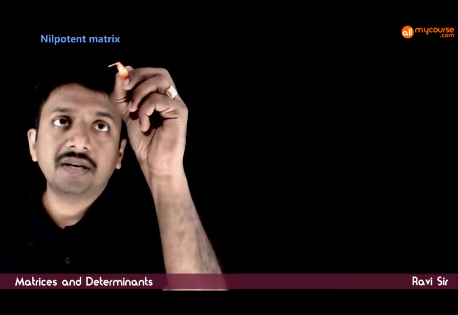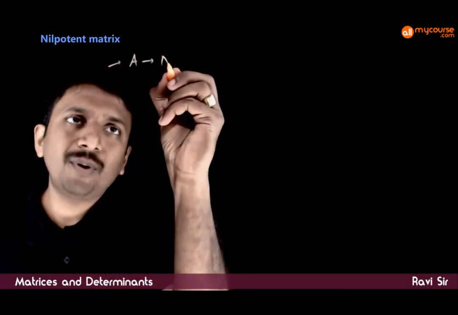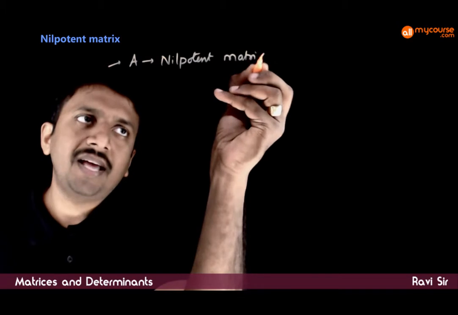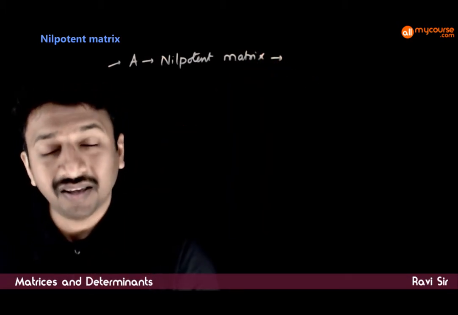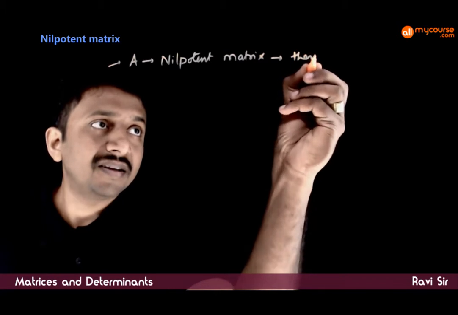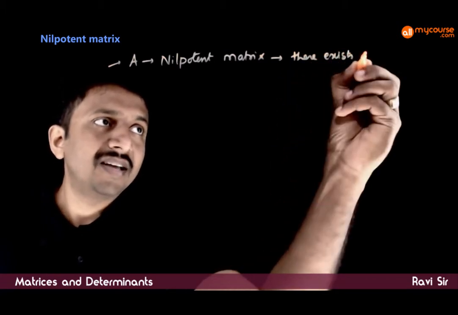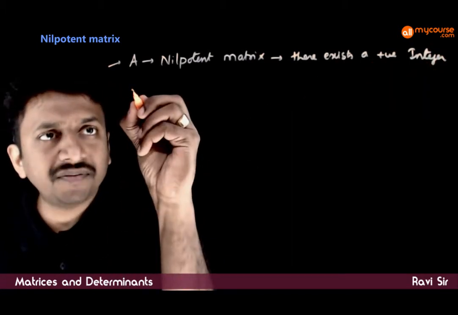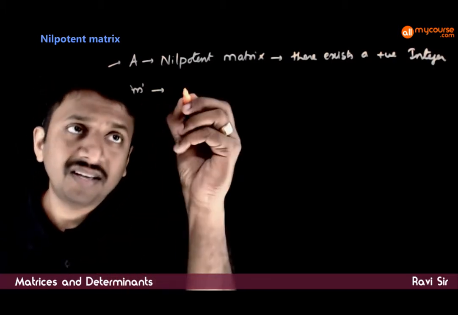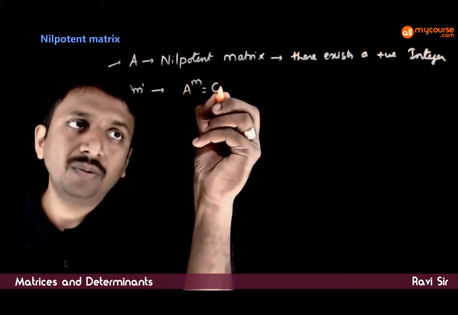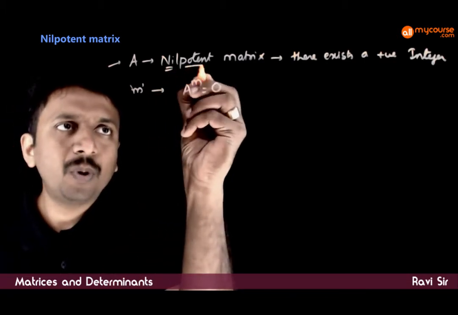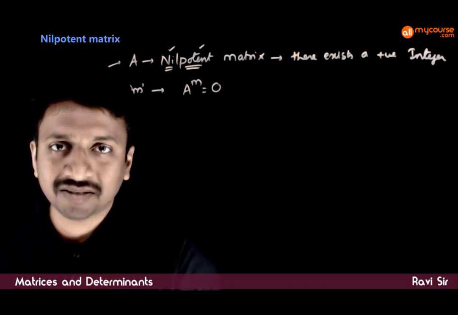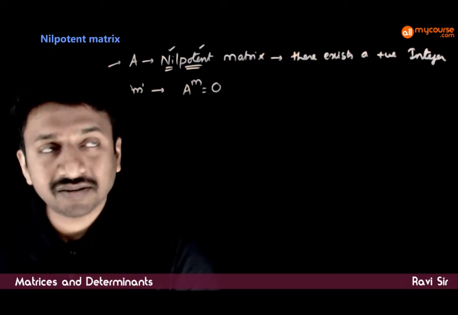A square matrix A is called a nilpotent matrix if there exists a positive integer m such that A power m is equal to 0. Nilpotent, that is, the potency to bring a nil matrix, that is a 0 matrix, is called a nilpotent matrix.